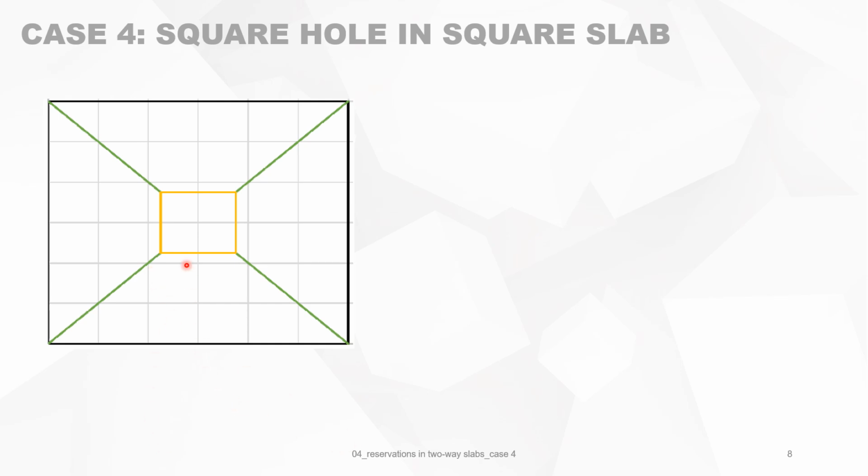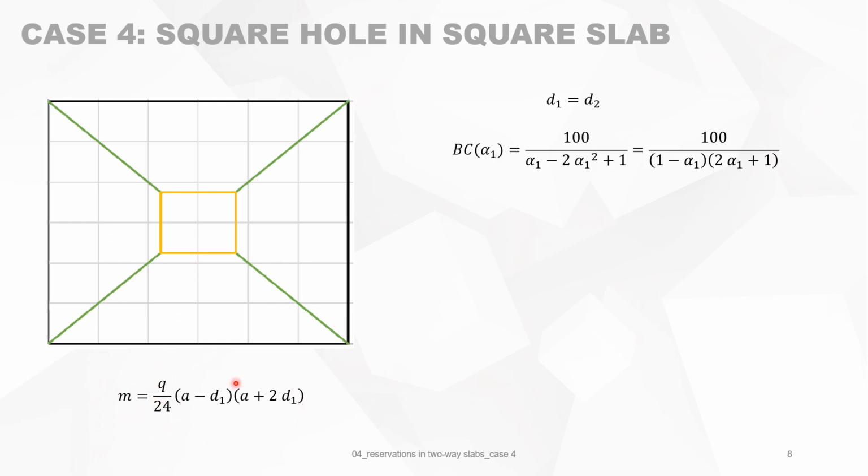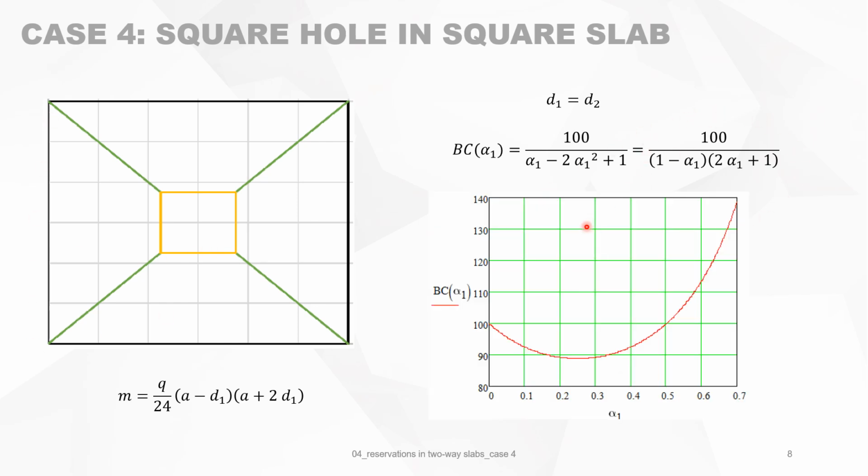Now let's look at a square hole in a square slab, centric. Then you can fill in the different parameters and you obtain this nice formula. We calculate the bearing capacity as a function of alpha 1, which is the size of the reservation. Alpha 1 is in fact D1 divided by A. Then you get this formula. You can put it in a graph. The y-axis is the bearing capacity, the x-axis is the size of the square hole.